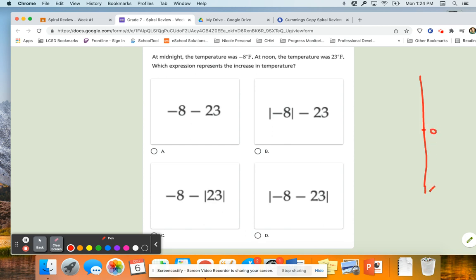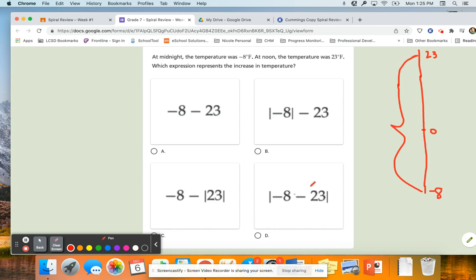And we're going to say like down here is negative 8, which is where it says it starts at midnight. At noon, it goes all the way up to a positive 23. So we want to know how much it went up, or the difference between these two numbers. So that's what we're thinking. How many numbers are in between negative 8 and 23? We may have to use absolute value because that's what that means. These bars mean absolute value.